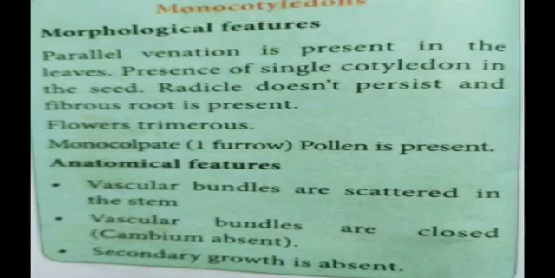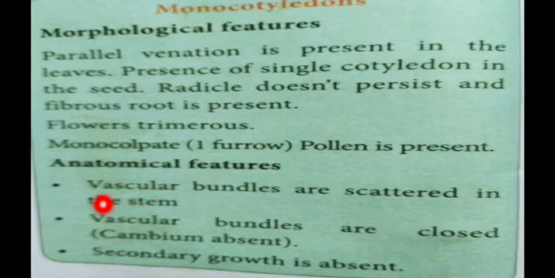Then the morphological features of the monocotyledons. Parallel venation, so parallel venation is present in the leaves. For example, Musa paradisiaca, the banana tree. When we look at its leaves, parallel venation is present. Then presence of a single cotyledon in the seed, we already know. The radicle does not persist and a fibrous root system is present, whereas in dicotyledons a taproot system is present. And flowers are trimerous, that is 3 petals. And monocolpate, that is only one furrow of the pollen is present. So in the pollen there is only one furrow.